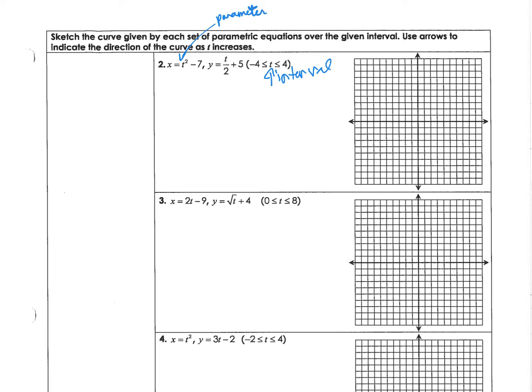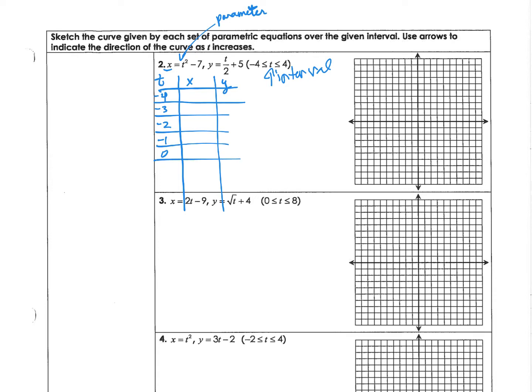So if we want to graph this, we need to set up a chart, don't we? So t goes in the first. What goes in the second column? X, because that's what's here. And what goes in the third column? Y goes here. All right, so where does my t value start, and what do they go through? Yep, -4, -3, -2, -1, 0, 1, 2, 3, and 4.